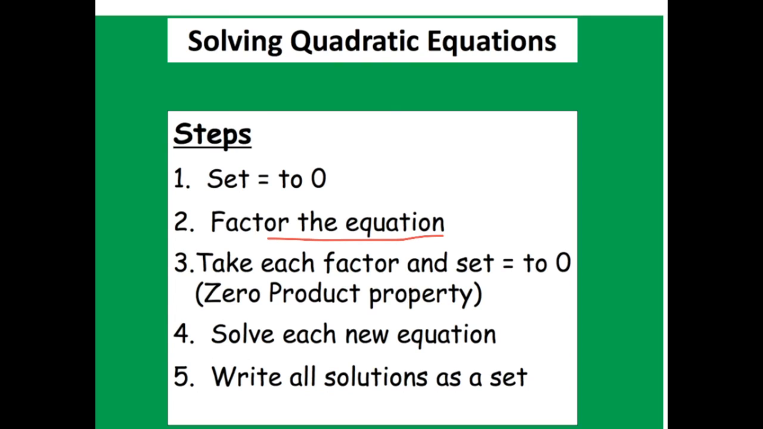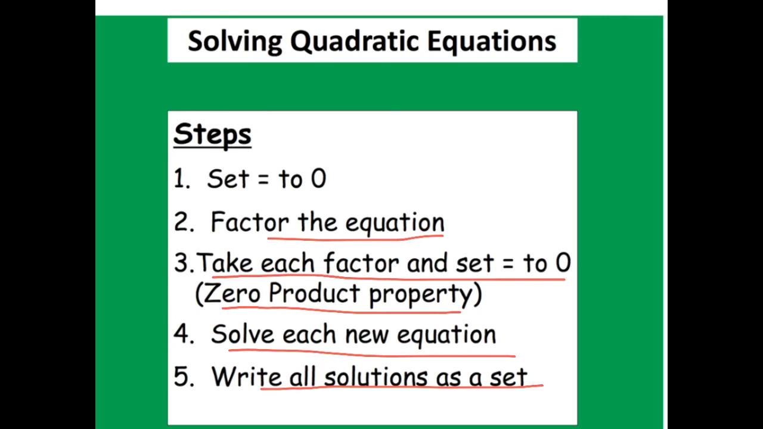Next step is you're going to take each one of the factors and set them both equal to 0. That's something called the zero product property. I'll explain that in detail when we get to class. The next step is going to be to solve each new equation. So now you have 2 or 3 equations, you solve them. Very simply, you have 2 or 3 solutions. And the last step is to take your solutions and write them as a set.